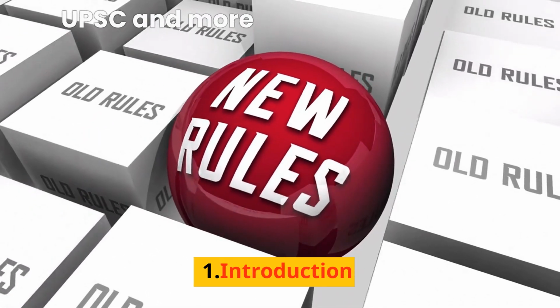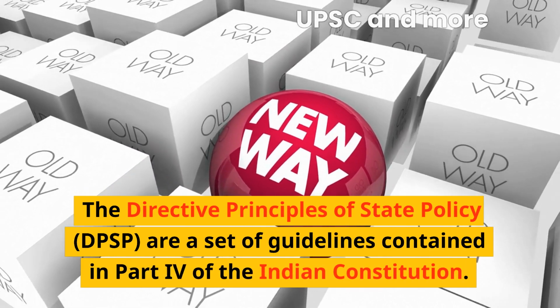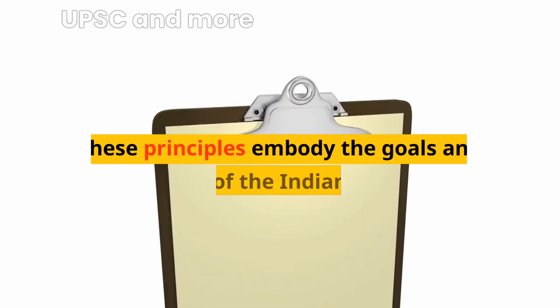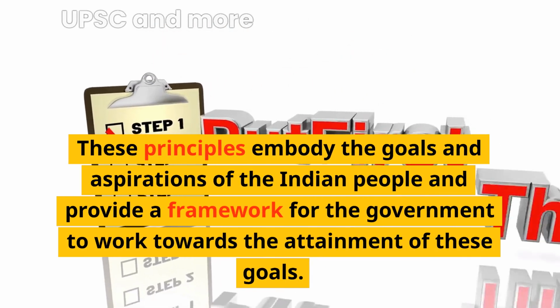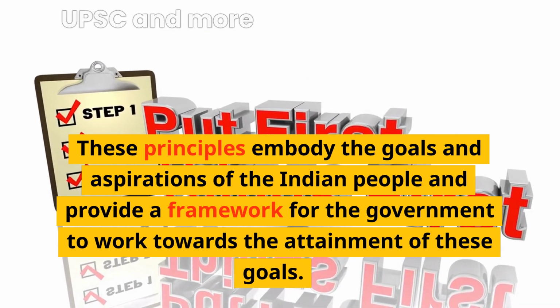1. Introduction. The Directive Principles of State Policy, DPSP, are a set of guidelines contained in Part 4 of the Indian Constitution. These principles embody the goals and aspirations of the Indian people and provide a framework for the government to work towards the attainment of these goals.